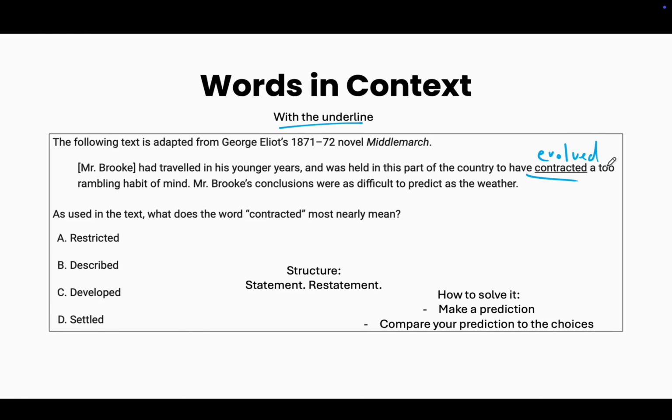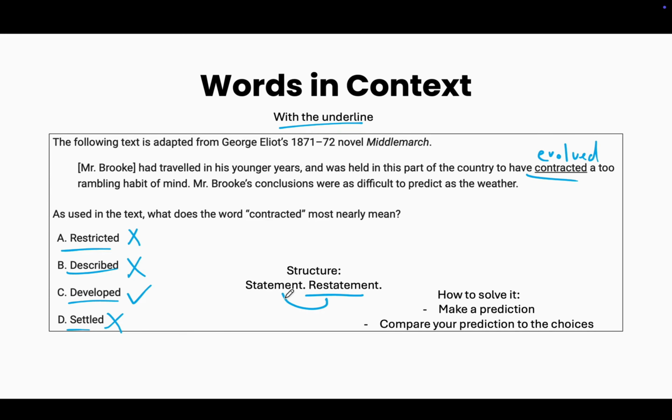So let's look at the choices. Choice A, restricted. No, it was not restricted. It was created or evolved. Choice B, described. No, this is wrong. Choice C, developed. Yes, this means it evolved. So choice C is correct. What about choice D, settled? No, it did not settle. So words in context is about using the restatement built into the text.